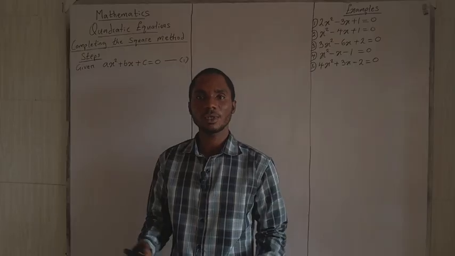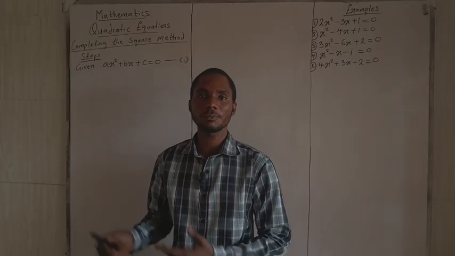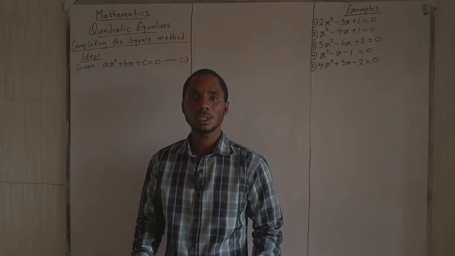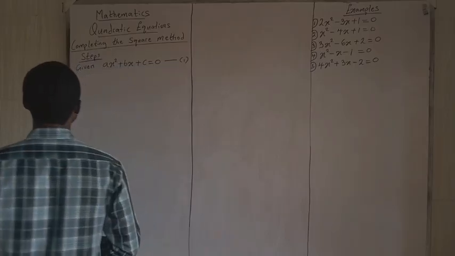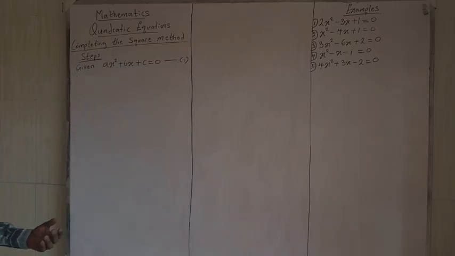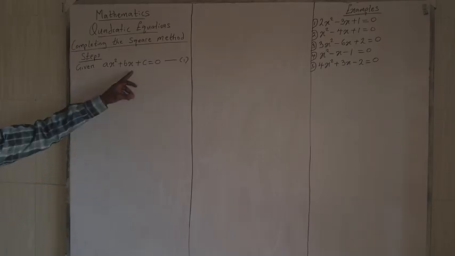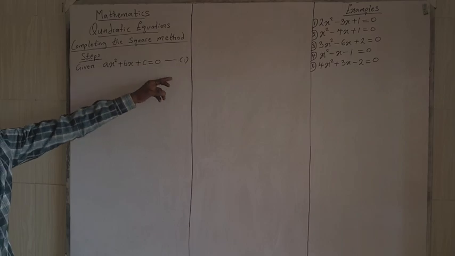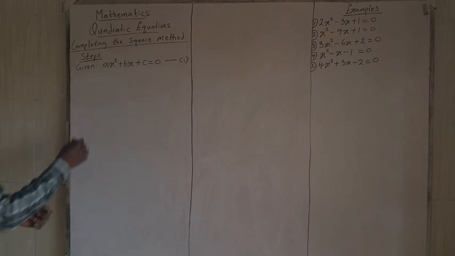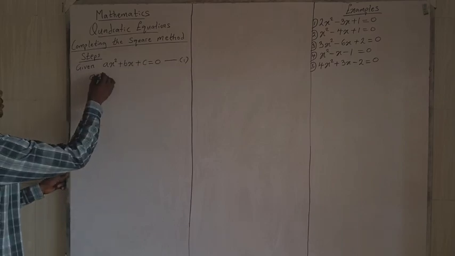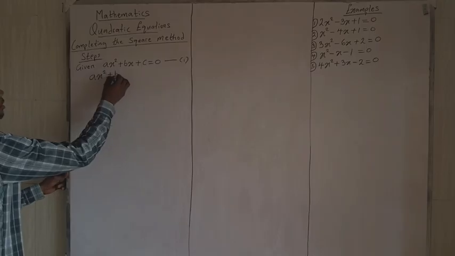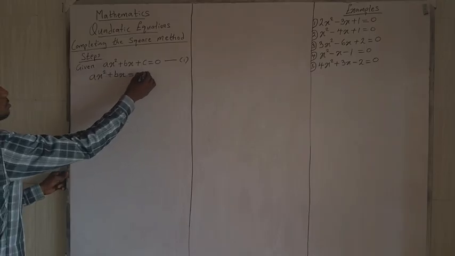How are we going to solve a given quadratic equation by completing the square method? Stay with me. Let's have the given quadratic equation to be ax squared plus bx plus c equals to 0. The first thing we need to do here is to take the constant to the other side of the equation, and that gives us ax squared plus bx is equals to minus c.